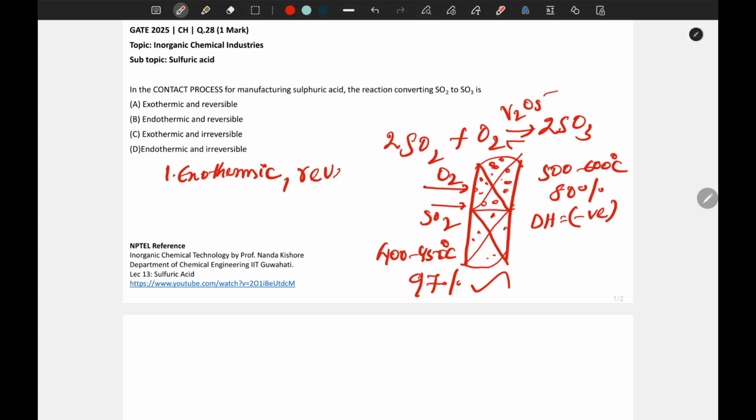So based on the discussion, we conclude that this is an exothermic and reversible process, which is option A.